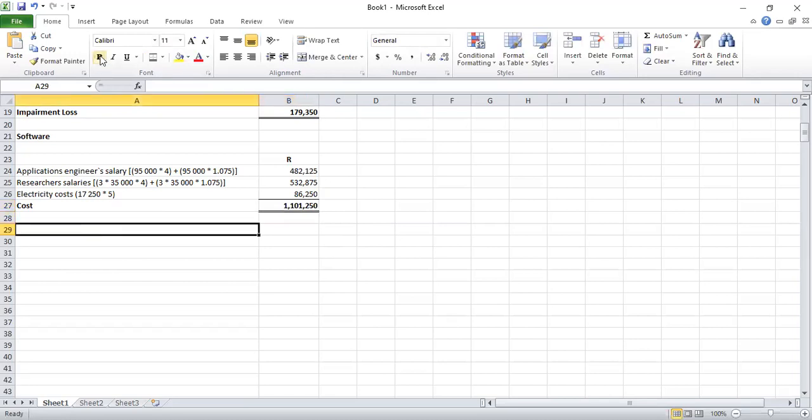Right. Then we do our extract of the notes to the financial statements.